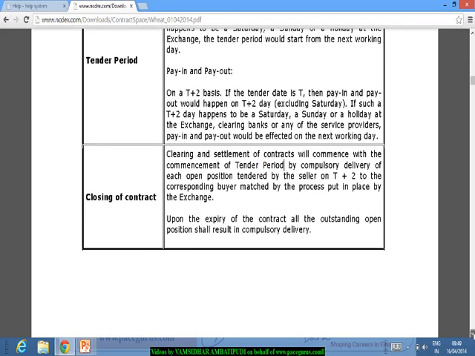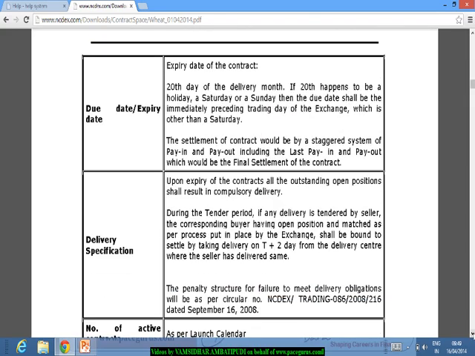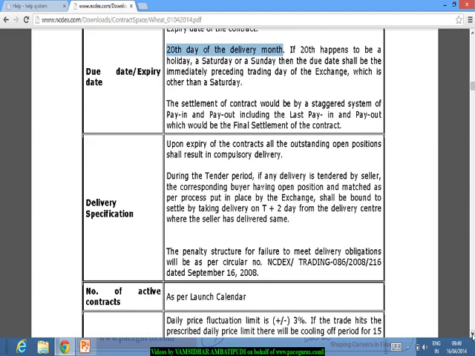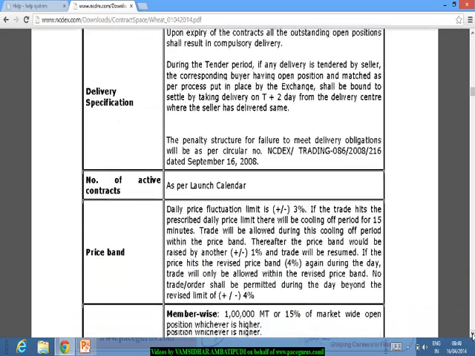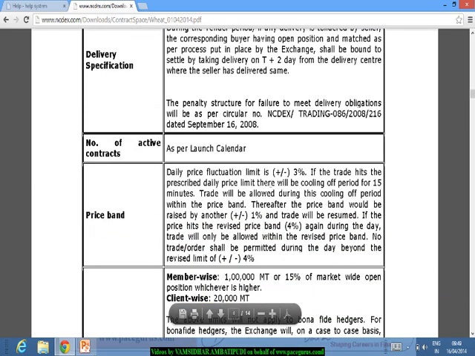Now if we see the due date, expiry date or maturity date, it is the 20th day of the delivery month. And in case the 20th is a holiday, a Saturday or a Sunday, then the due date will be the immediately preceding trading day, either the 19th or something like that. So all these things are specified for each contract separately. The price band, daily price fluctuation limit, is only plus or minus 3%.